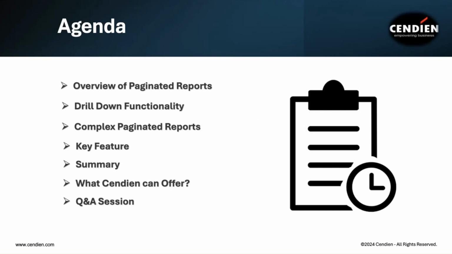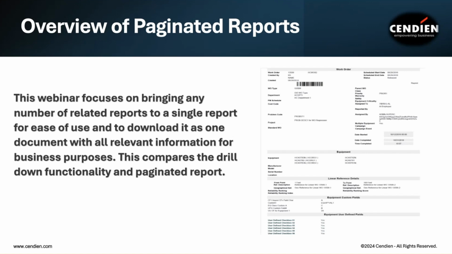Our main objectives for this call are to go over the types of reporting options in Birst, drill down functionalities, our core concept, complex paginated report and its key features, a summary and comparison between normal versus paginated report, what Cendien can offer you, and finally, the question and answer session. In today's webinar, as discussed, we will be concentrating mainly on the paginated reports and their capabilities, but we will also be covering how they differ from the normal reporting options that are available.